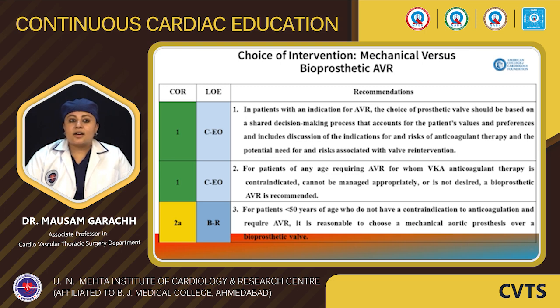Now, the 1C expert opinion: in the patient with an indication for AVR, the choice of prosthetic valve should be based on a shared decision-making process that accounts for patient values and preferences, and it includes the discussion of the indication for and the risk of anticoagulation therapy, and the potential need for and the risk associated with a valve re-intervention.